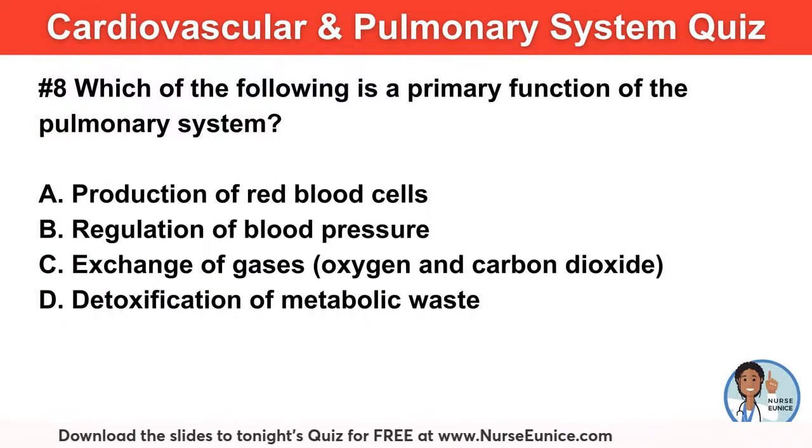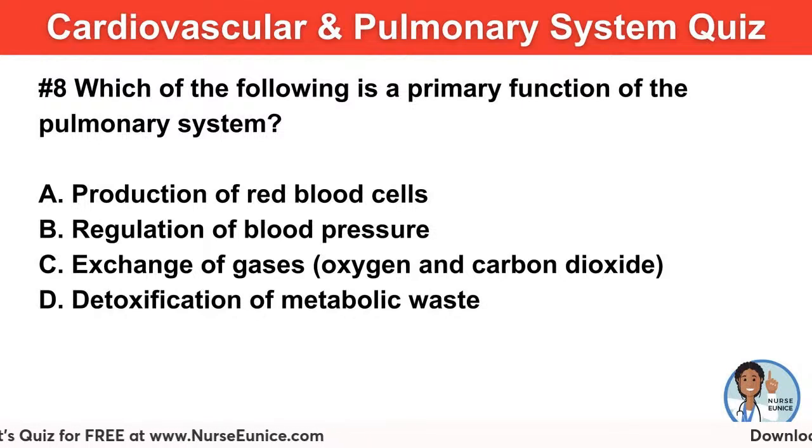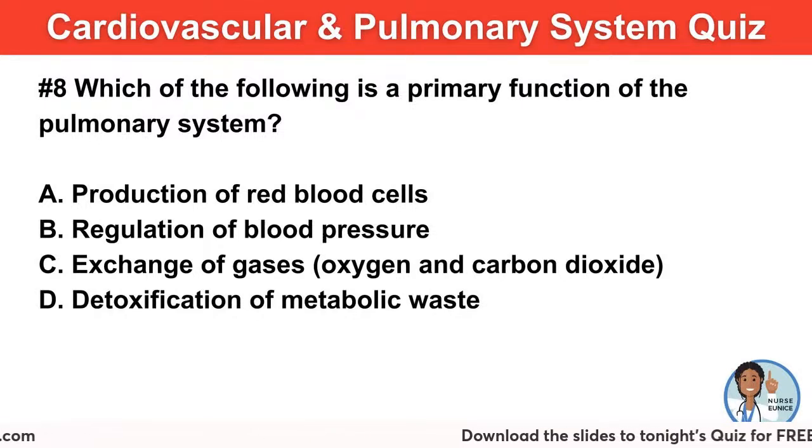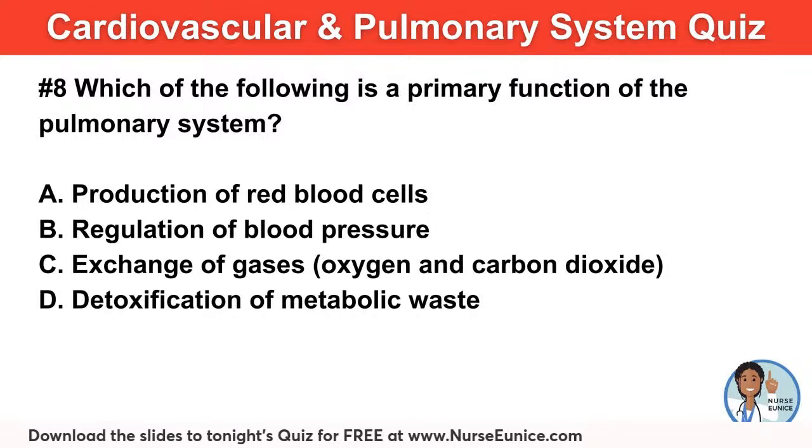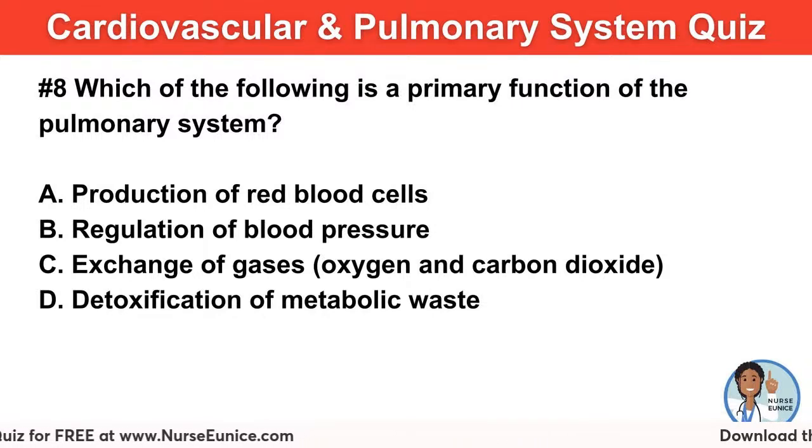You're so smart. Number 8, which of the following is a primary function of the pulmonary system? Is it the production of red blood cells, the regulation of blood pressure, the exchange of gases such as oxygen and carbon dioxide, or the detoxification of metabolic waste? What do we think, team?